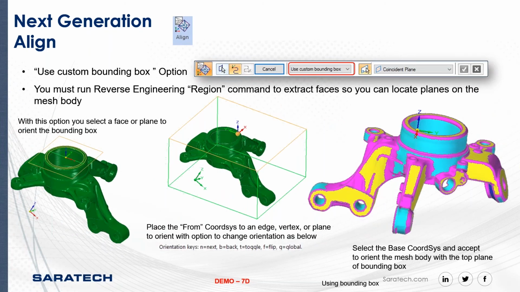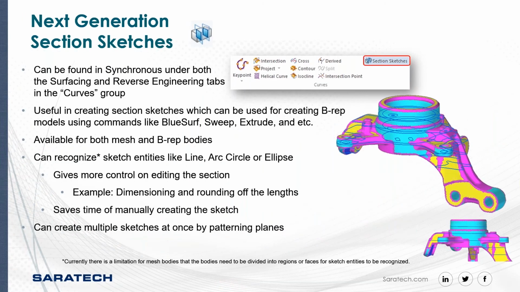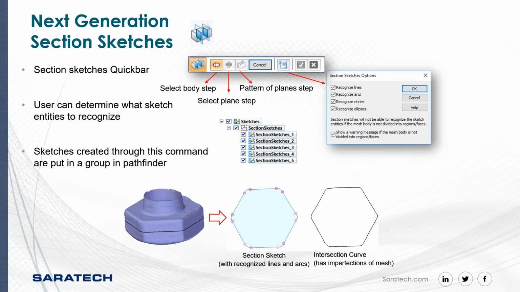The next part is the section sketches. So this can be found in the synchronous environment under both the surfacing and the reverse engineering tabs in the curves groups. Wrapping up, let's see, we're at 1:30 right now, so give me a few more minutes here. So you can see with our section sketches, the big enhancement here is that the user can define what sketch entity to recognize.